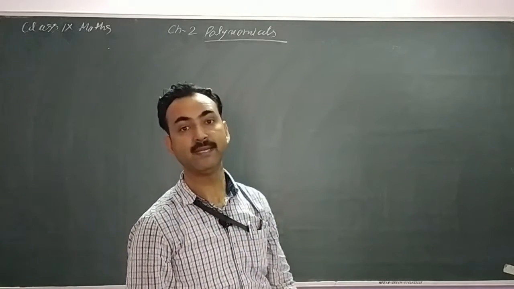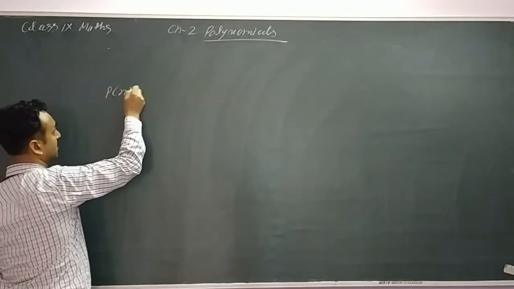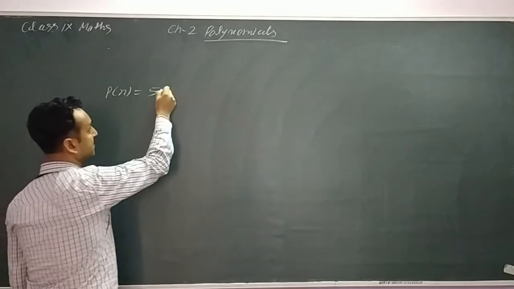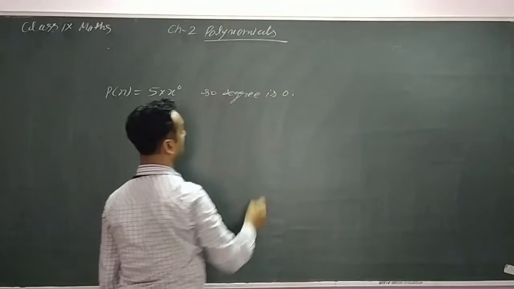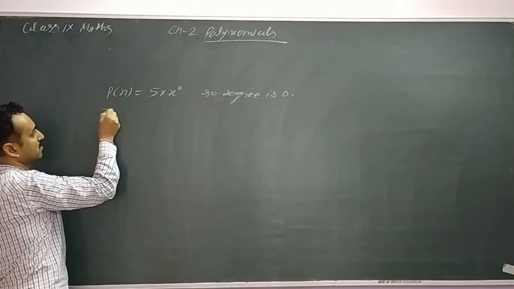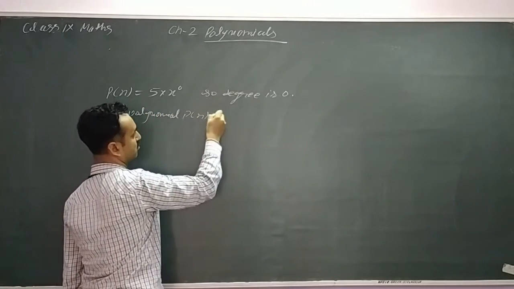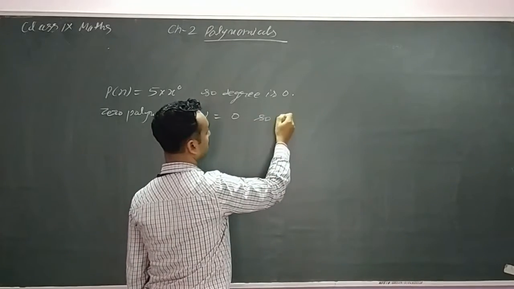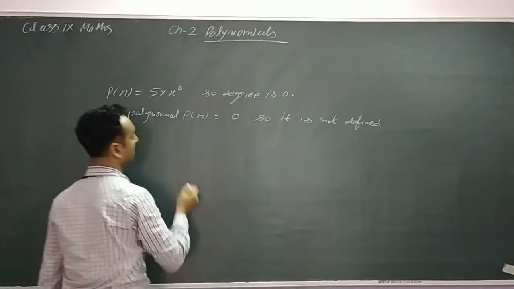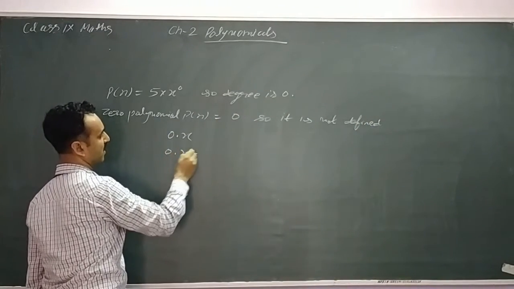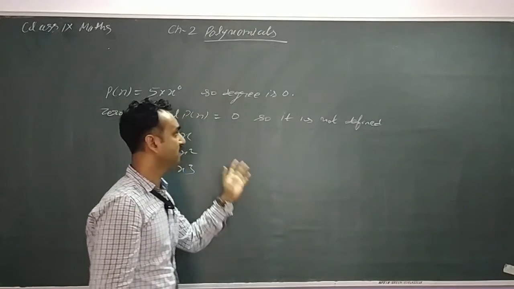Now we will understand the degree of a non-zero polynomial. Non-zero means constant polynomial. The degree of a constant polynomial is always 0, since a constant can be written with x raised to 0. And for the zero polynomial, like p(x) = 0, the degree is not defined. Why is it not defined? Because we can write 0 into x, 0 into x², 0 into x³. It may be 1, 2, 3, so it is not fixed. So it is not defined.